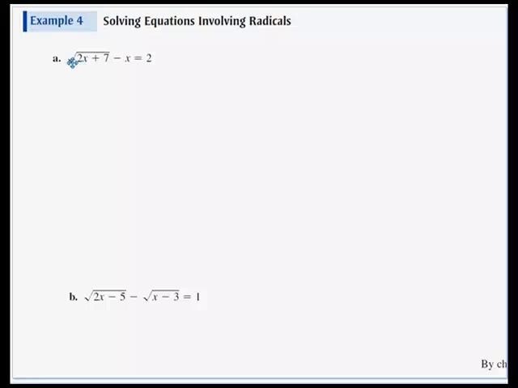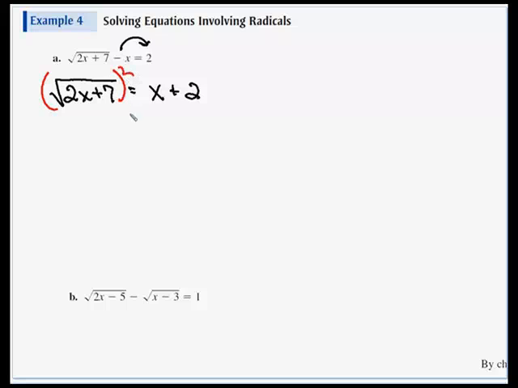So let's see what we got here. We have part A, square root of the quantity 2x plus 7, minus x equals 2. And the strategy here is we want to isolate the radical on one side. So I want to get rid of this minus x. I'm going to move it over and make it a plus x. So on the left, I have my root of 2x plus 7, and now that's equal to x plus 2. And to get rid of the radical, we'll square both sides.